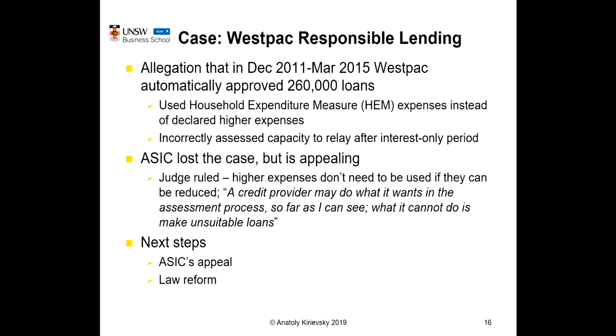So if I'm the bank and a customer comes to me, completes my application form, and they say that their household expenditure for the year is $60,000. But according to the HEM, the average expenditure for this type of household is $50,000. And then I make them a loan for $500,000. So in making a loan, if I use the household expenditure measure and not the amount that they actually said their actual expenses are.